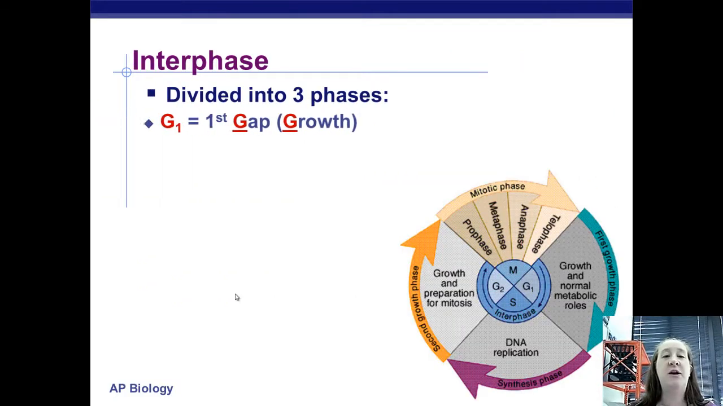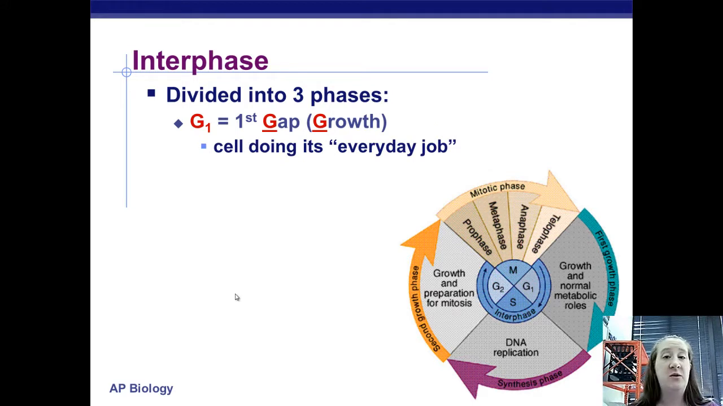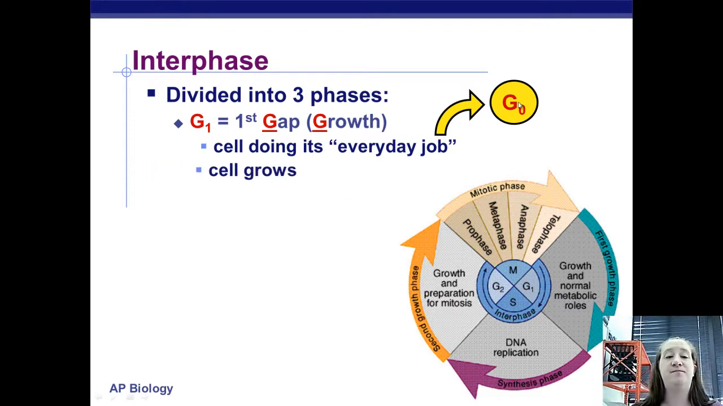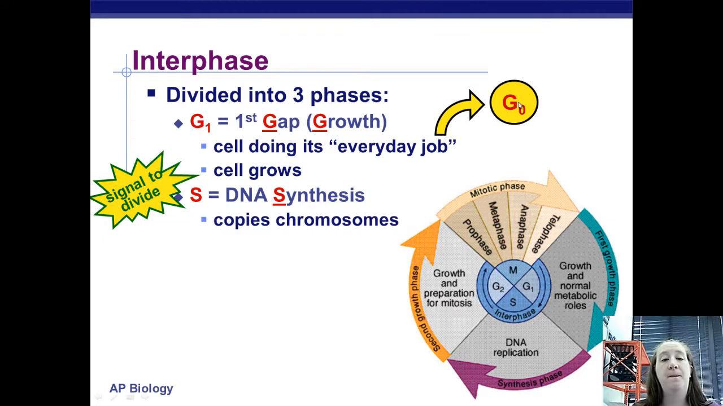All right, so let's talk about what's happening. So interphase is divided into three phases. G1 is the first gap phase, or the growth phase. So the cell is going to be growing, doing all the things it's supposed to do. Given the right kind of trigger, it's going to go into a G0 phase and just stay there forever. Okay? If the cell ever gets a signal to divide, and we'll talk about what that is in the next lecture, then it's going to move into the S phase, and S is for DNA synthesis. So this is where all of the DNA is going to be replicated.